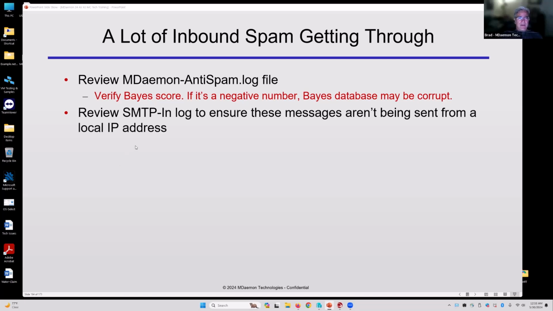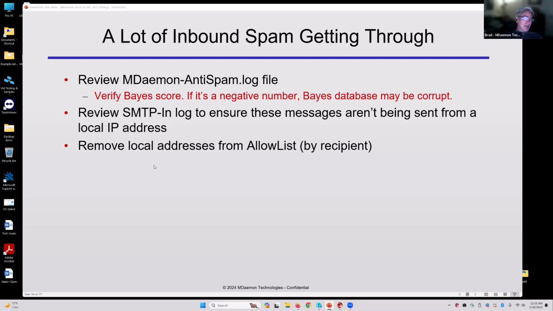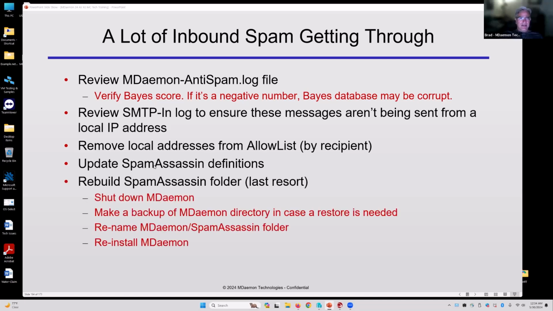You could review your SMTP in log file to ensure that those messages are not being sent from a local IP address. If you have any local IP addresses on the allow list, under your spam filter you have a setting for your allow list by recipient. Make sure you do not have any local addresses on the allow list. And you can try updating your SpamAssassin definitions or rebuild the SpamAssassin folder, which we recommend as a last resort. If you need to do that, you can shut down MDaemon, make a backup copy of the MDaemon directory in case you need to do a restore, rename the MDaemon SpamAssassin folder, and then simply reinstall MDaemon, and it will rebuild SpamAssassin for you.